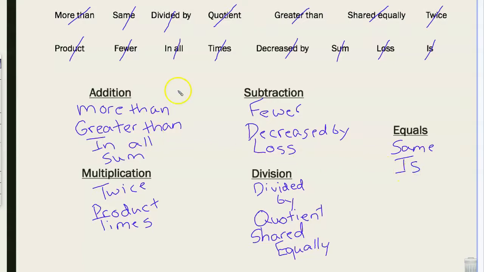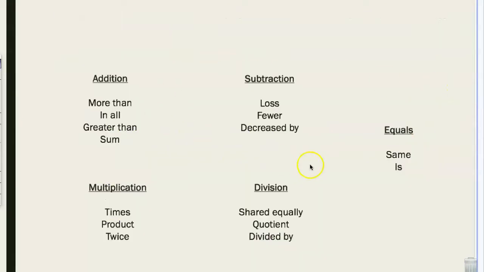So that's just a way to break up different words we use in the English language and to divide them amongst our mathematical operations. So there it is in handwriting that doesn't look like a 4-year-old. Okay.